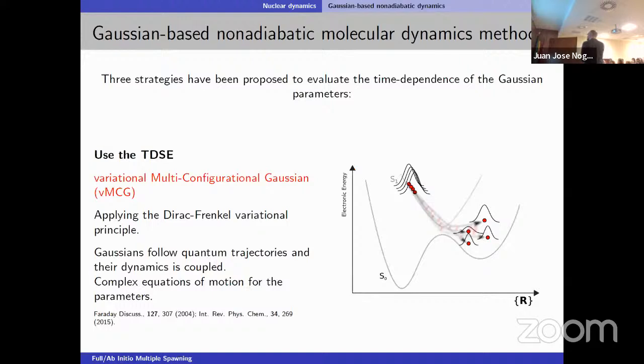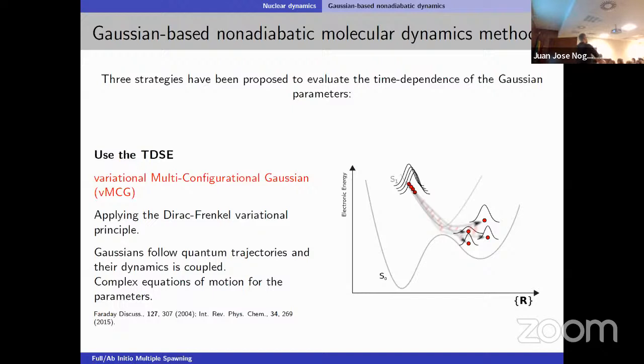The first one is called the variational multi-configuration algorithm. So it's developed by Graham Worth at UCL in London, by Irene Burghardt in Frankfurt, and Benjamin Lasorne in Montpellier. The idea here is that you will move these Gaussians based on some sort of quantum trajectories. Quantum trajectories are trajectories that are really following exactly the motion of the nuclear wave packet. It's a bit of a strange concept, if you want, but it's extremely powerful. You know that your Gaussians are always going to be following your nuclear wave function here.